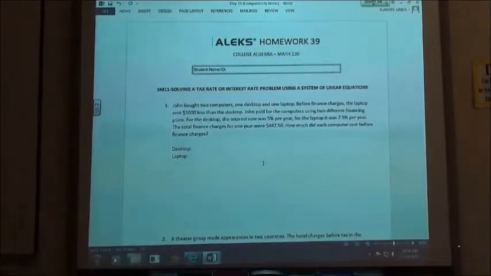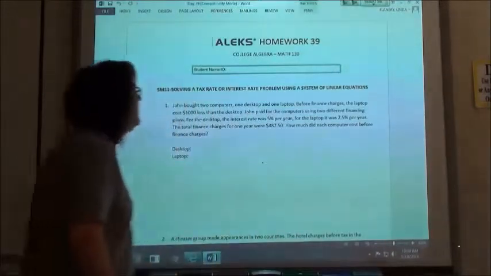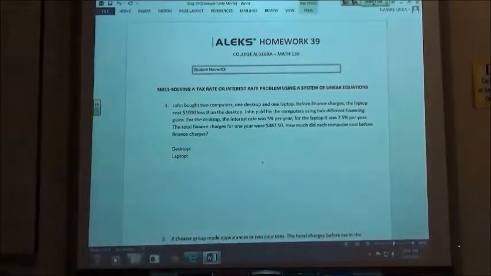Homework 39, solving some more word problems with systems of equations. This time a lot of them will have it where you have to solve by the substitution method instead of the elimination method. The first one here says, John bought 2 computers, 1 desktop and 1 laptop.